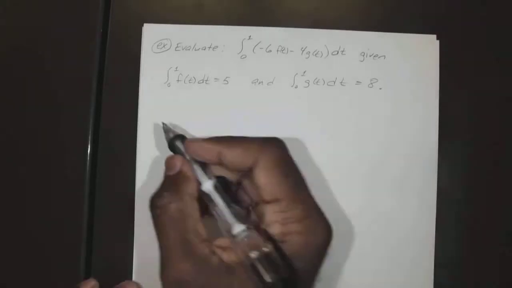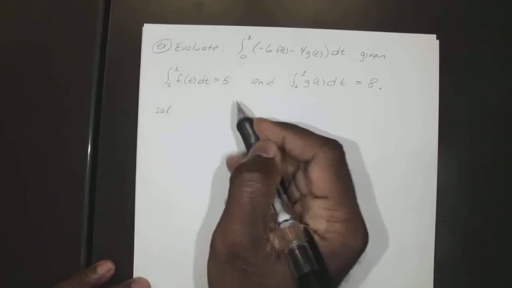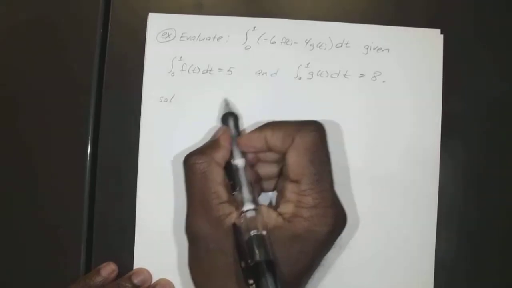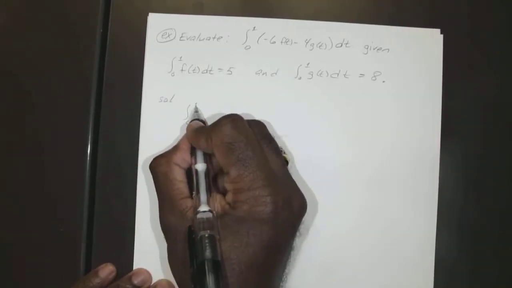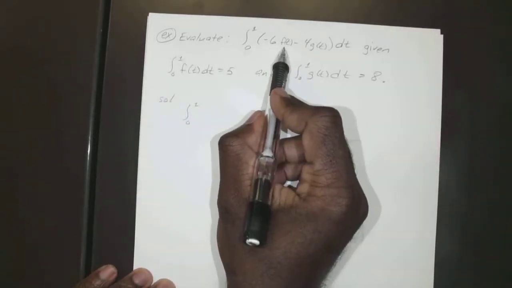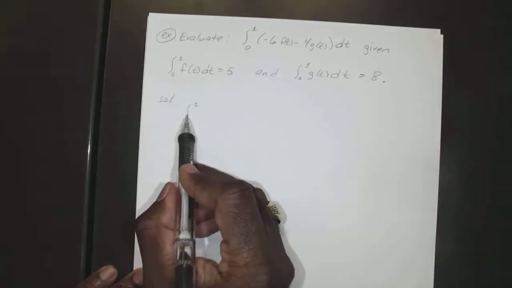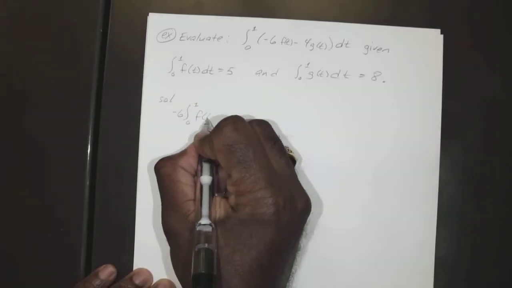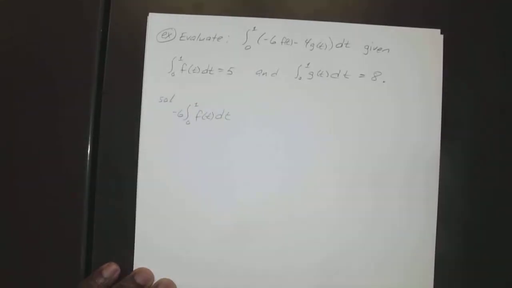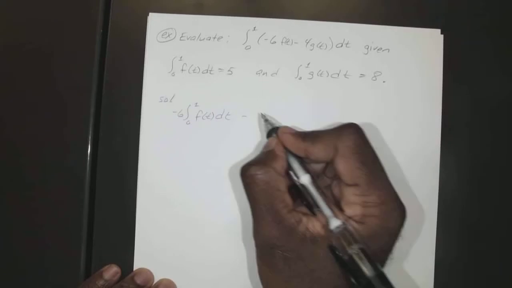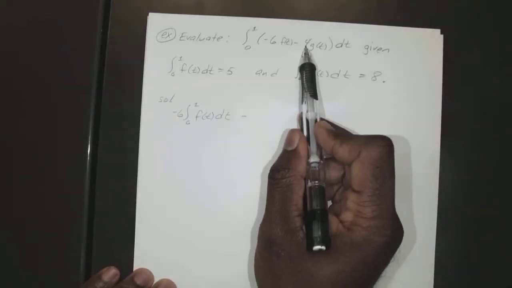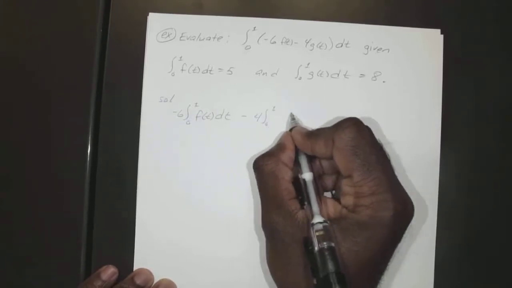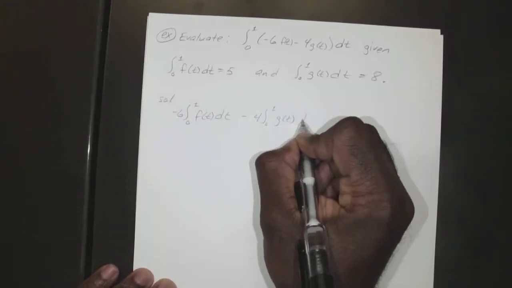Okay, so just like with the summation, you can just distribute your integral. So if you have your integral from 0 to 1, if you distribute it to the -6 f of t, you can just bring the -6 right out to the front of the integral of f of t with respect to t. Minus, you can go ahead and just bring the 4 right out to the front of the integral from 0 to 1 of g of t with respect to t.